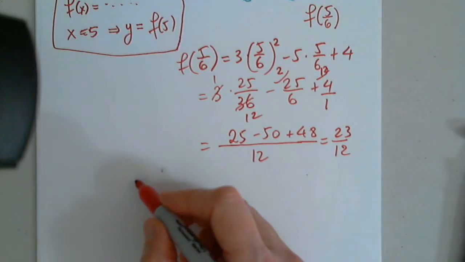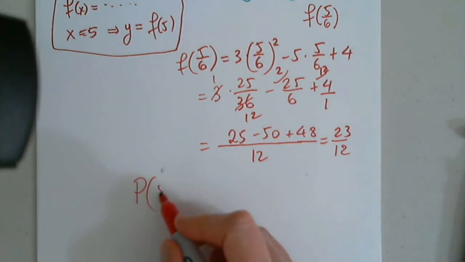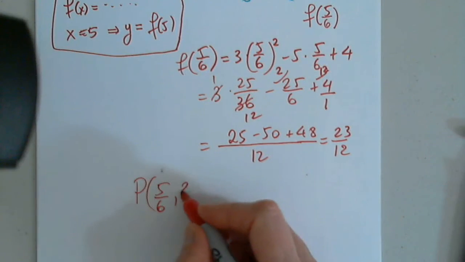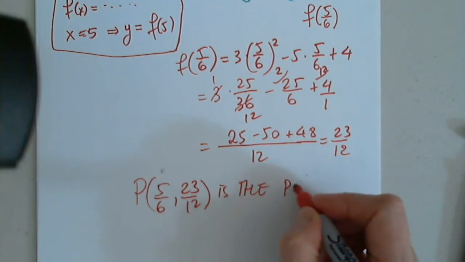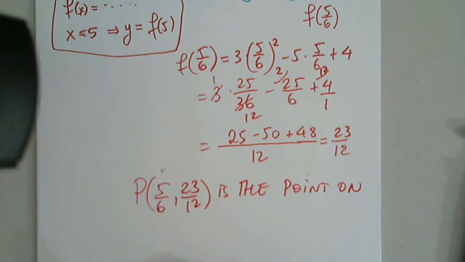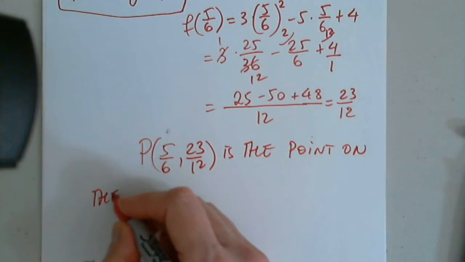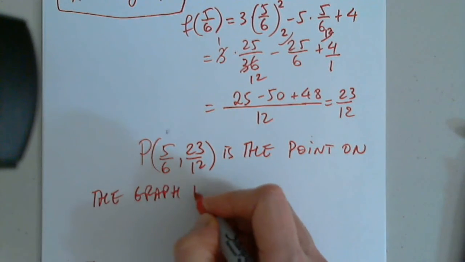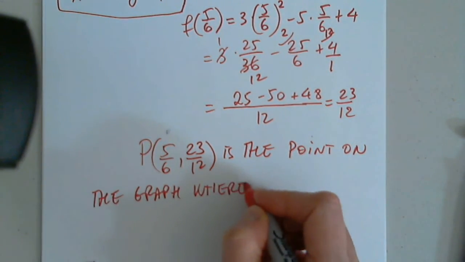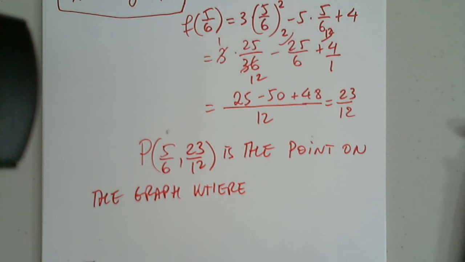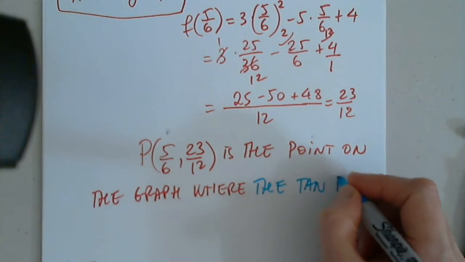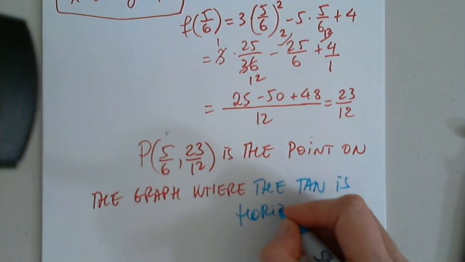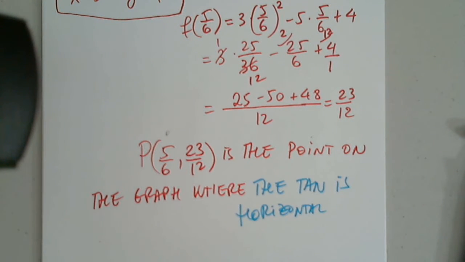So then we know that the point P, 5/6, 23 divided by 12 is the point on the graph where what? Can anyone tell us where what happens? The tangent is horizontal. Great job. Where the tangent is horizontal. Very good.